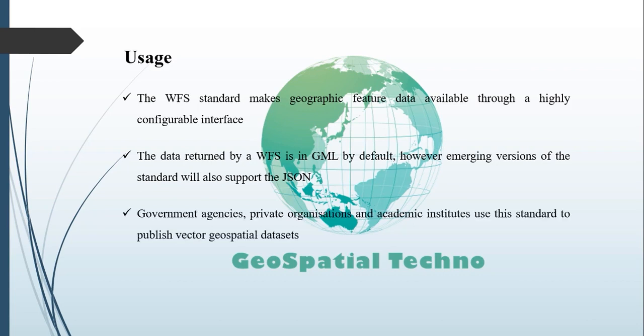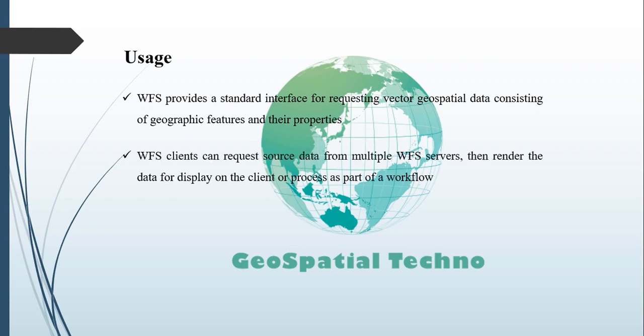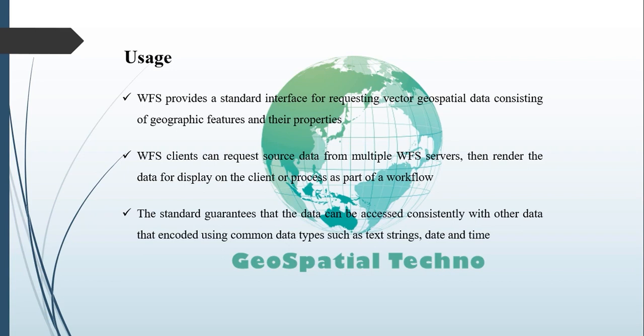Government agencies, private organizations, and academic institutes use this standard to publish vector geospatial datasets in a way that makes it easier for receiving organizations to compile new maps or conduct analysis on the data. WFS provides a standard interface for requesting vector geospatial data consisting of geographic features and their properties. The benefit of this is that WFS clients can request source data from multiple WFS servers and then render the data for display on the client or process the data further as part of a workflow. This standard guarantees that the data can be accessed consistently with other data. Feature properties encoded using common data types such as text strings, date, and time can also be accessed consistently.